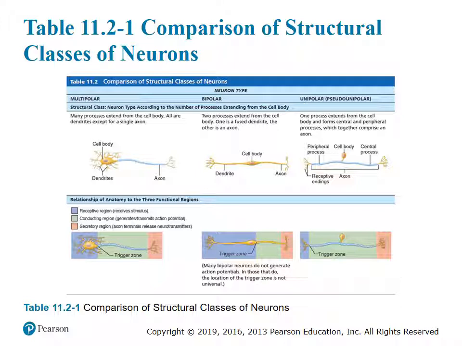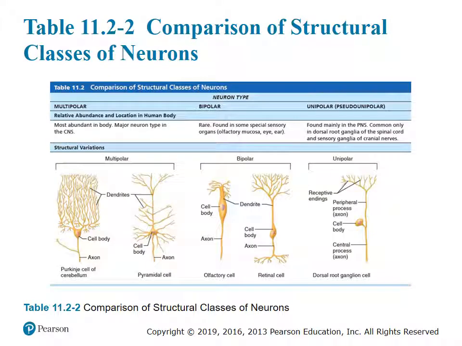So here's a breakdown of each one. There's table 11.2-1, and you see there's your typical multipolar neuron. That's the one we saw before. We just didn't know it was a multipolar. And then there's the other one, the bipolar. Two sides to that, and then the unipolar neuron.